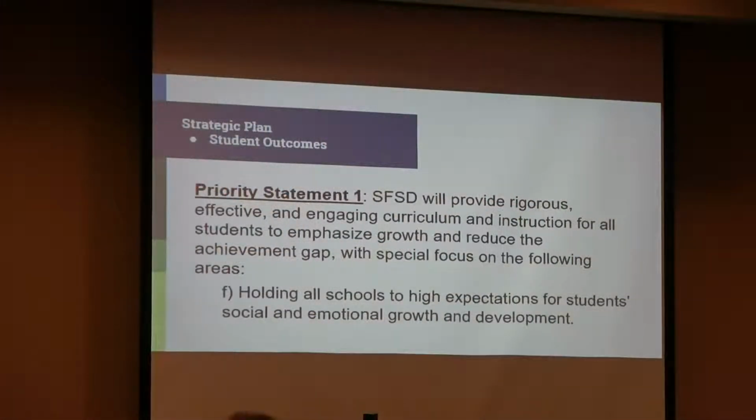Like everything that we begin with when it comes to the school district and the board, we start with our strategic plan, our vision for the future of our school district. In priority statement 1 of our strategic plan, we talk about how we will provide rigorous, effective, and engaging curriculum and instruction for all students to emphasize growth and reduce achievement gap with special focus on the following areas. And that's holding all schools to high expectations for students' social and emotional growth and development.